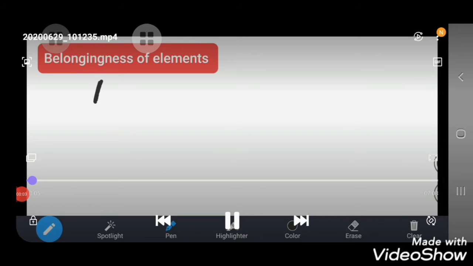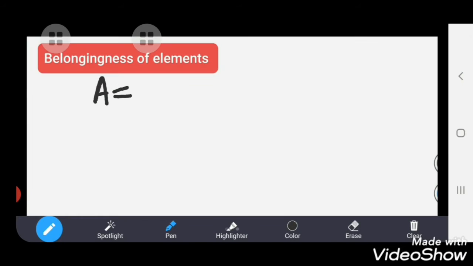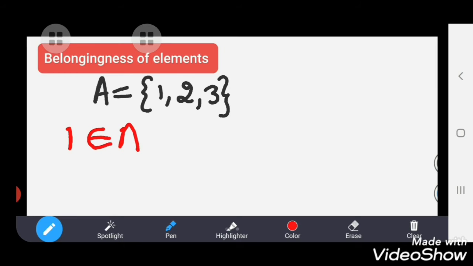Now we see the belongingness of elements. If A is equal to {1, 2, 3} is a set, there are three elements in set A. Now if you consider the element 1, 1 is in A, so we have to write 1 belongs to A. The belongs to symbol is this. So that means 1 belongs to set A.